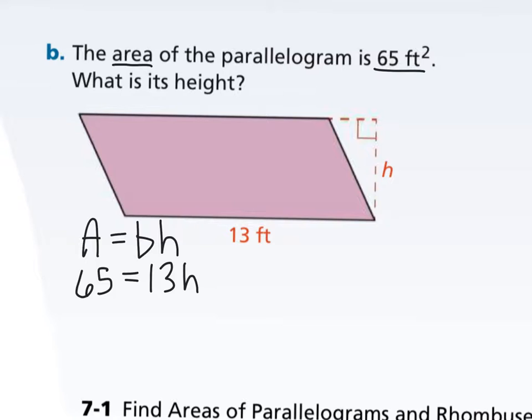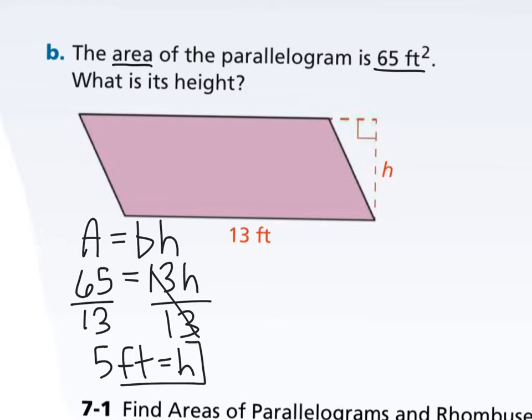And then to solve for h, what would we need to do? Divide, good. So they're multiplying by 13, we divide by 13. And we can try numbers before we figure out what's going to work there, which would be 5. So the height would be 5 feet. Make sure you remember your units when you're working these problems out.